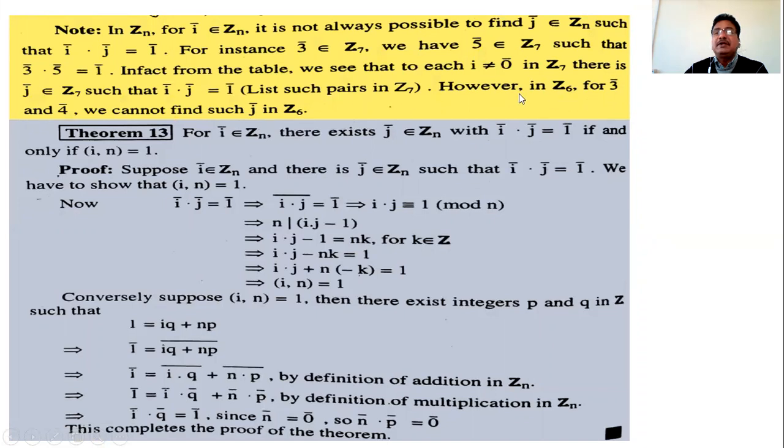But what happened in Z6? For 3 bar and 4 bar, we cannot find such a J bar in Z6. We cannot find any element of Z6 such that 3 bar into it is equal to 1 bar. So when such pairs exist, and I bar into J bar is 1 bar, then I bar and J bar are called inverses of each other, or multiplicative inverses of each other.